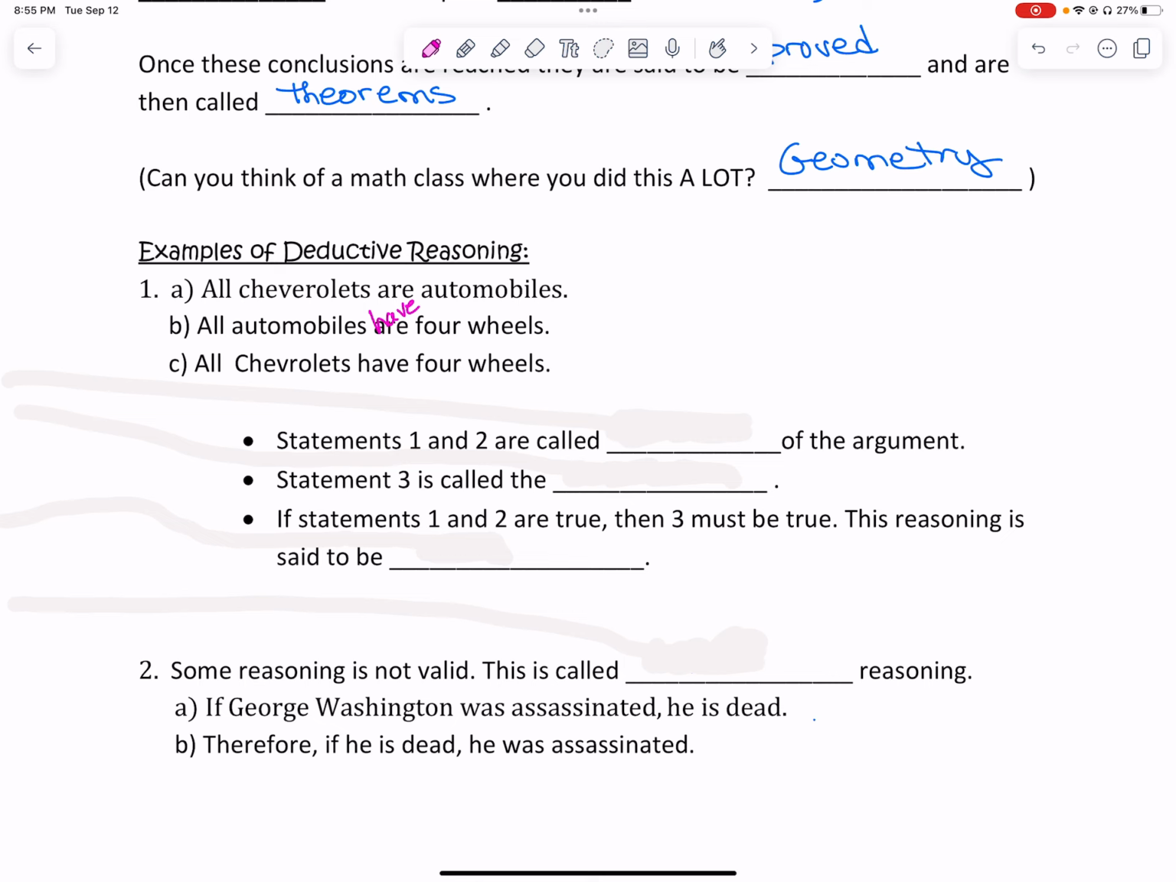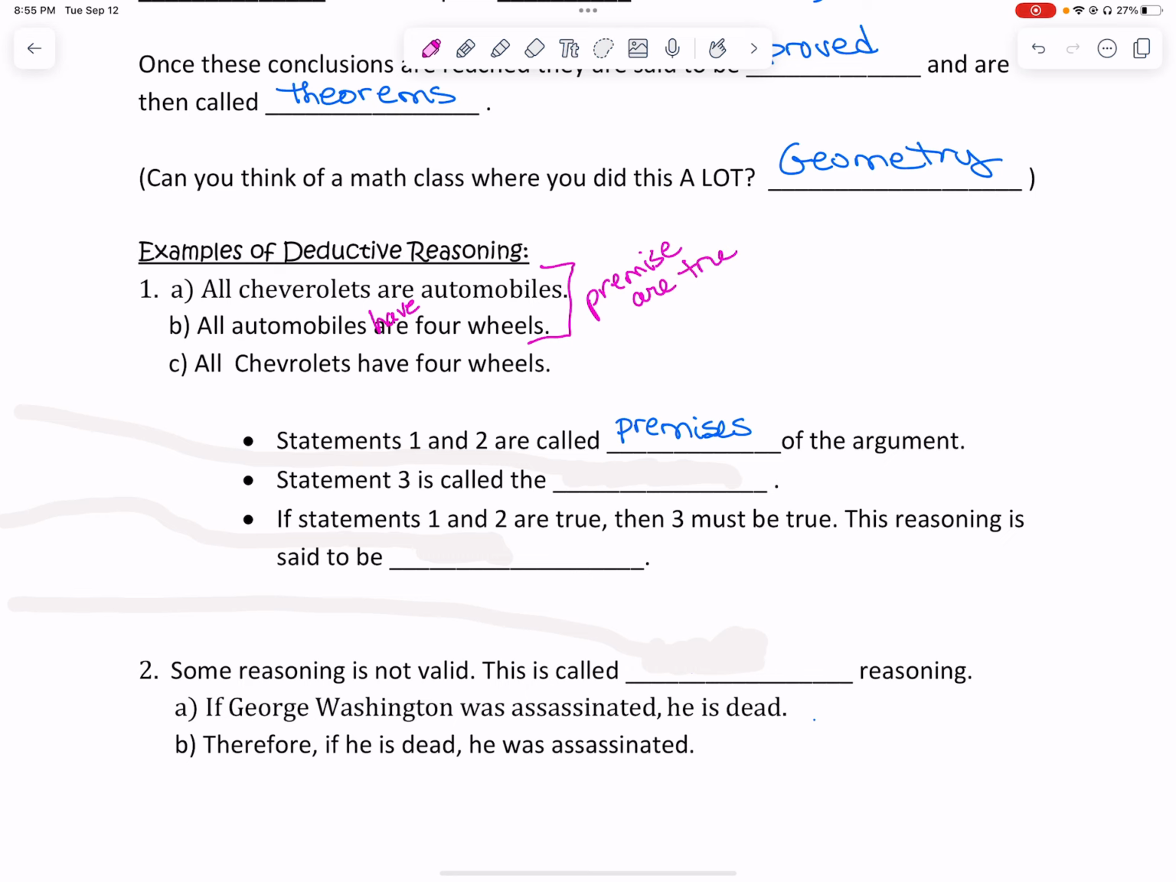These two are called the premise or premises, and they are assumed to be true.